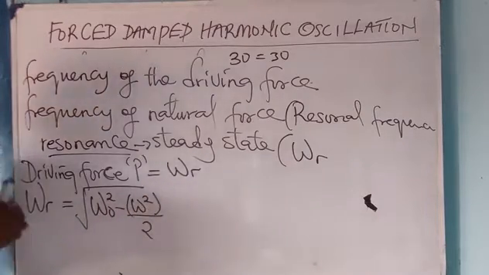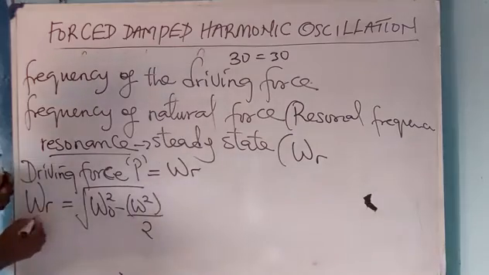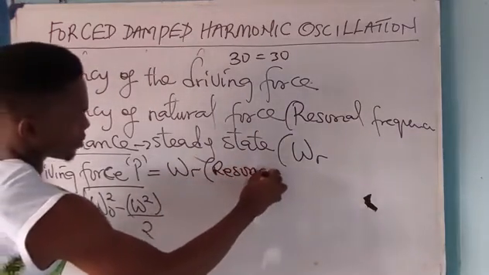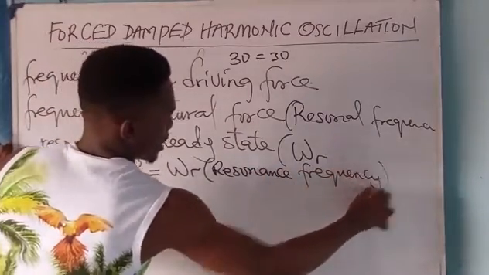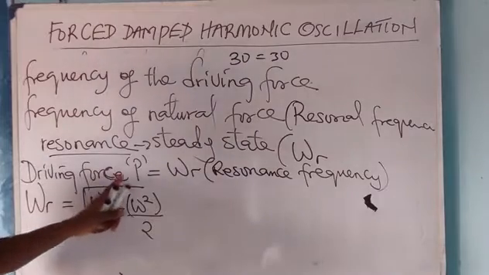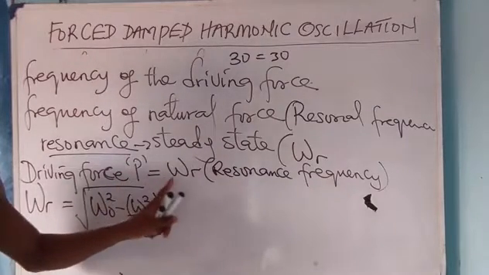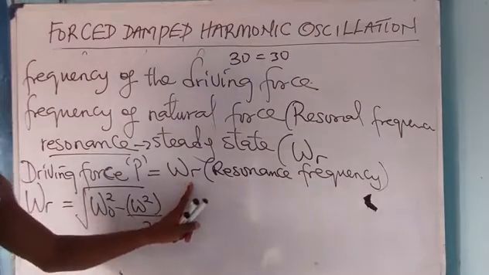Alright, so this is the formula of resonance frequency. I told you that this sign represents resonance frequency. I've told you that driving force is the P, and if the driving force is 30, it means that the resonance frequency is also 30. Do not forget that.